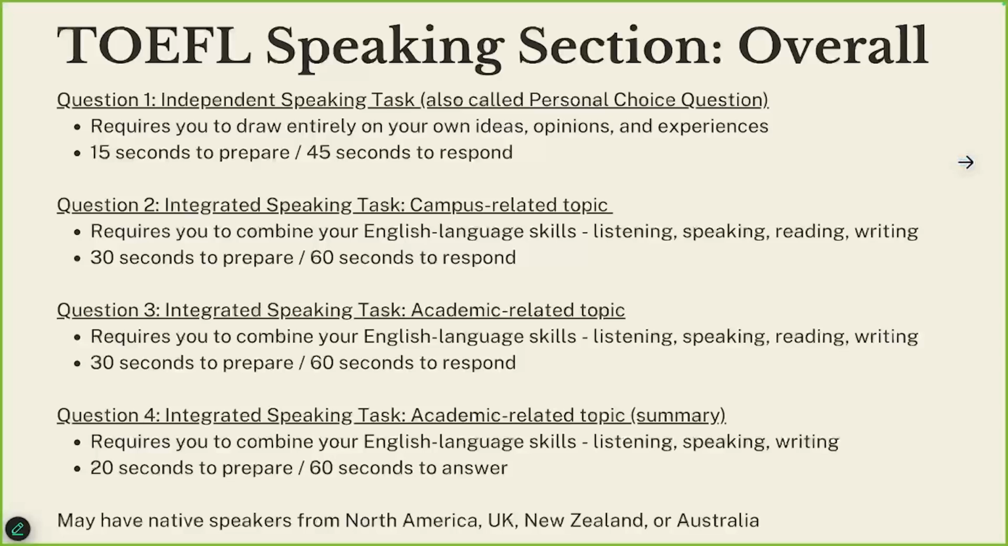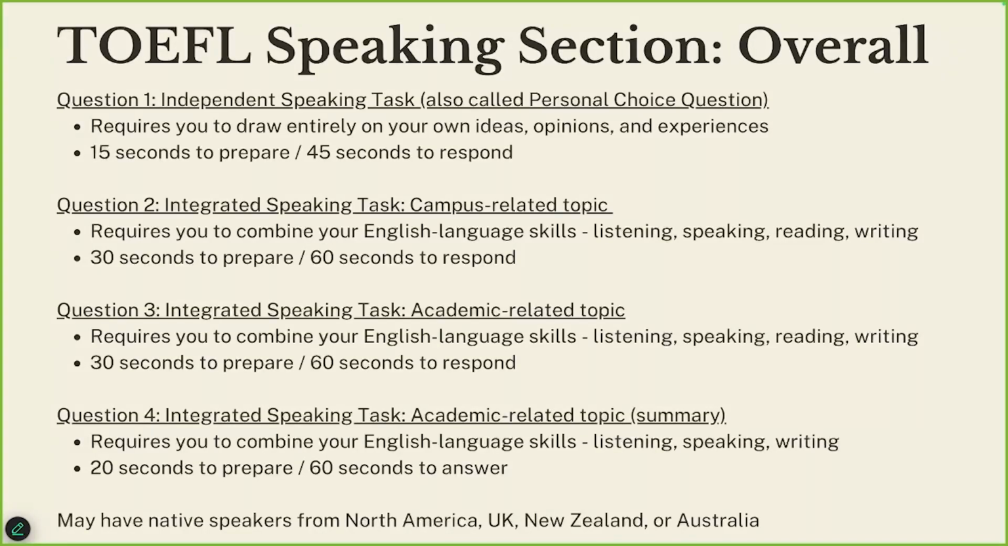So if you're new, I'm not sure who has been to these classes before or how familiar you are with the TOEFL. You probably already know some of this information, but in case you're new to the TOEFL or you're just now starting to prepare, there are 4 types of questions on the speaking section. So question 1, that's where we'll start today. It's called the independent speaking task or the personal choice question. So this is the only one where you draw entirely on your own ideas, opinions, and experiences. So this is the one where it's asking you for your opinion, and you have to give an opinion one way or the other, and then speak on that for 45 seconds.